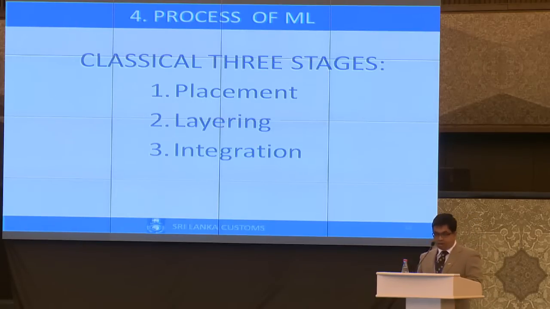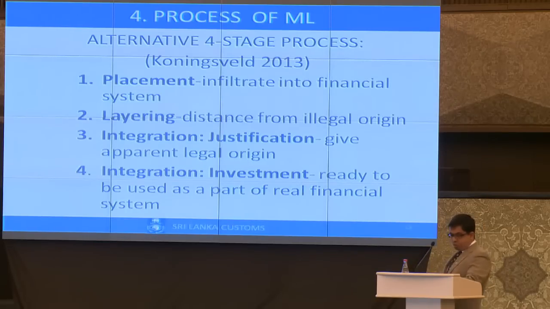Before understanding the money laundering mechanism, it is very important to understand the process of money laundering. In the classical model, there are 3 stages in money laundering: placement, layering, and integration. But Koningswell introduced an alternative 4-stage process: placement, layering, and he divided the integration part into justification and investment.